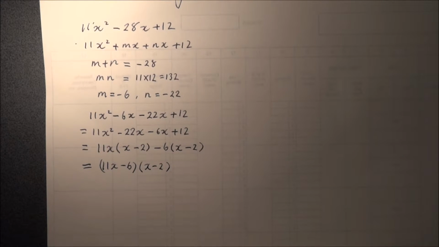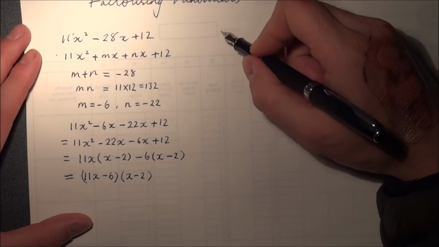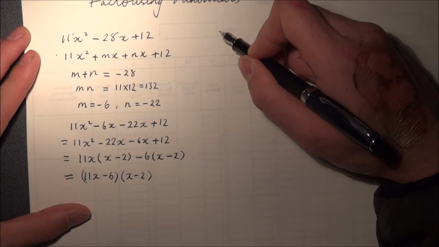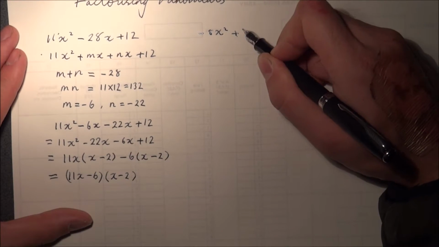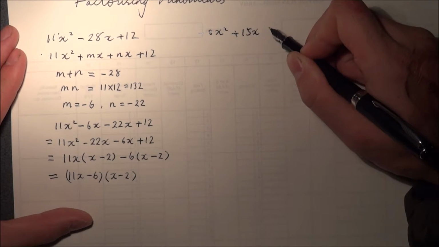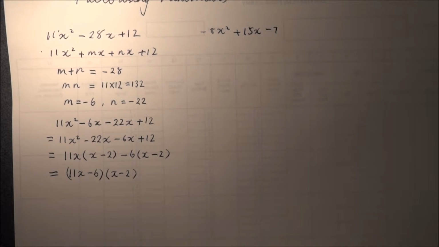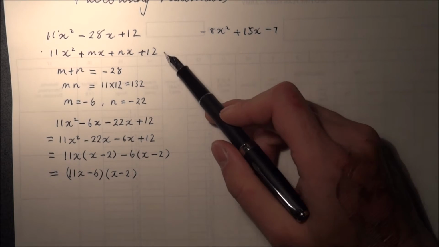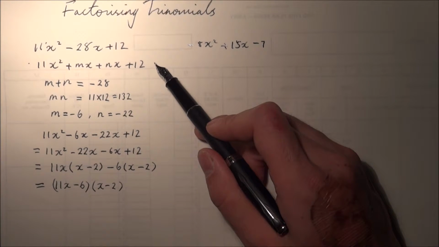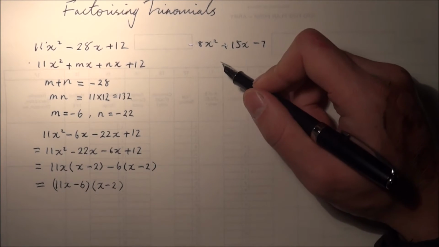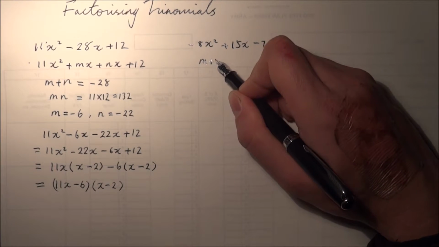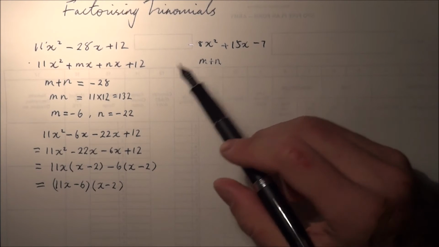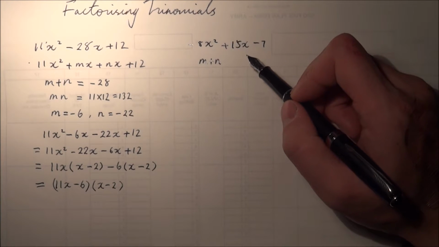Well, let's try another one. The next one is, let me look, yep. Negative 8x squared plus 15x minus 7. Okay, now, once again, we have to break down the middle term. So we have to find two numbers, m and n, where m plus n has to be the same as the middle term, which is 15.